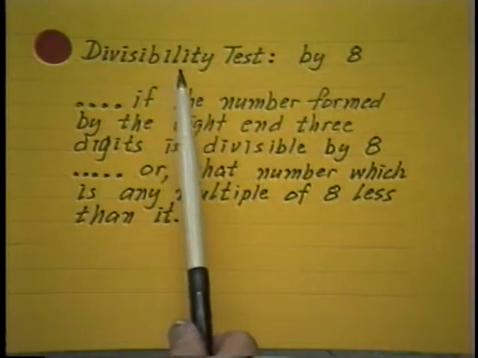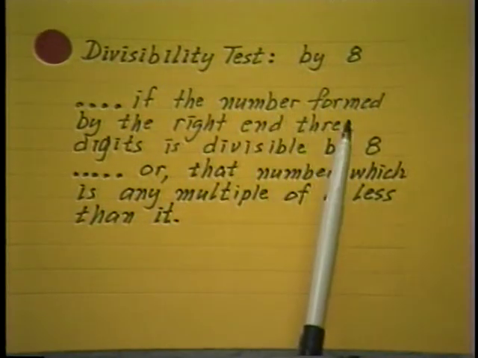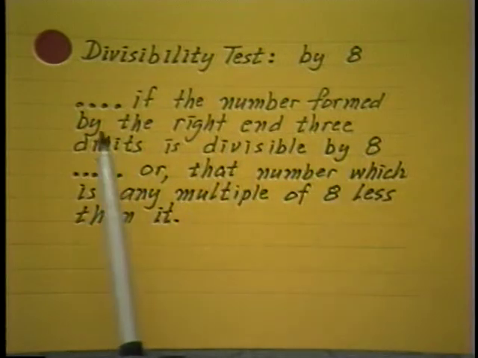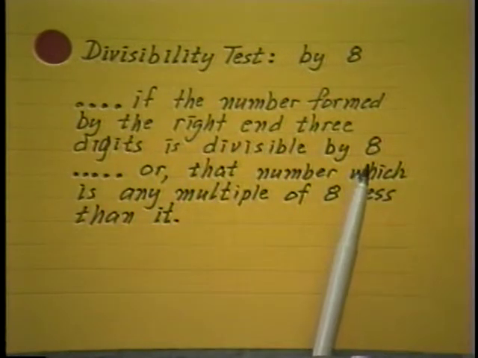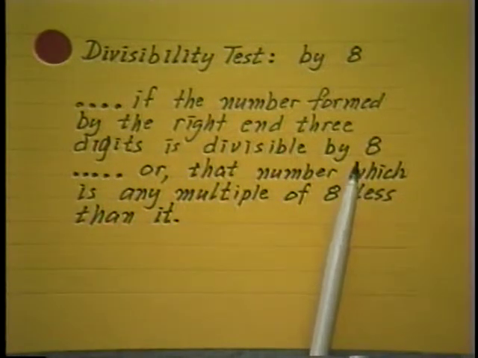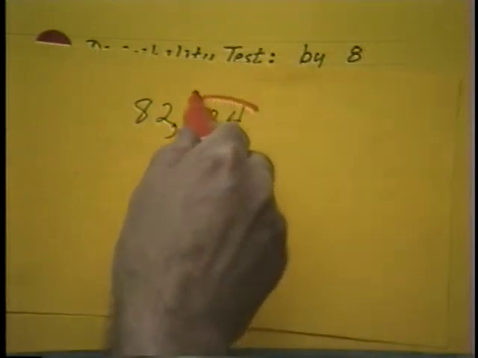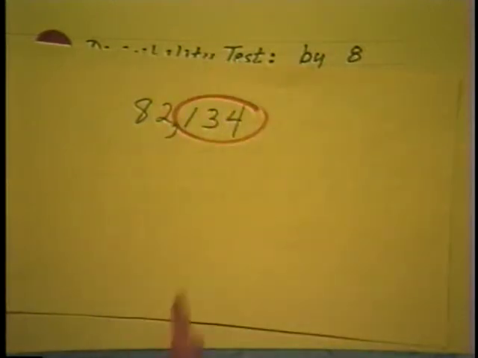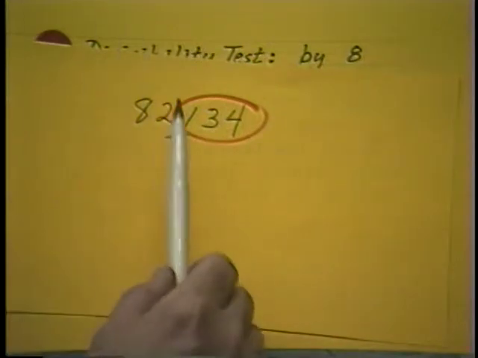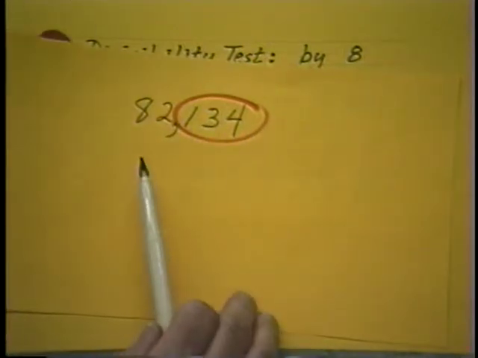The similar divisibility test for 8. If the number formed by the right end 3 digits is divisible by 8, then the whole number is divisible by 8. In this example, if the number formed by the end 3 digits is divisible by 8, then the entire number is divisible by 8. But that's not so obvious in its own right.